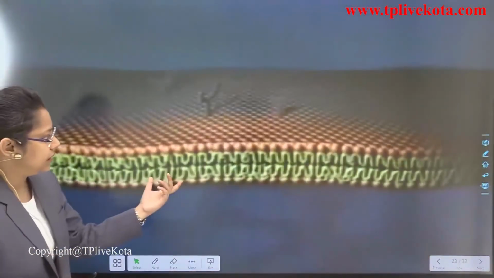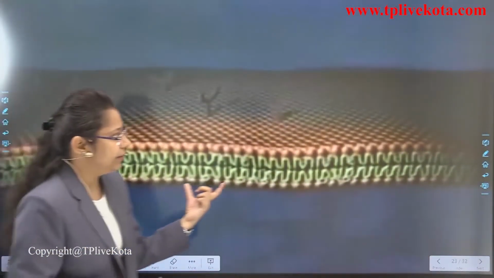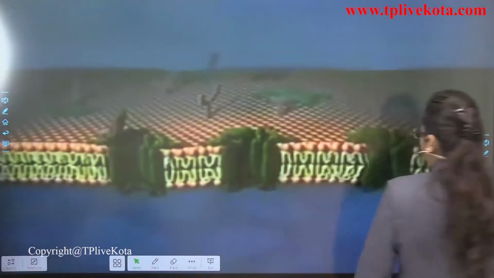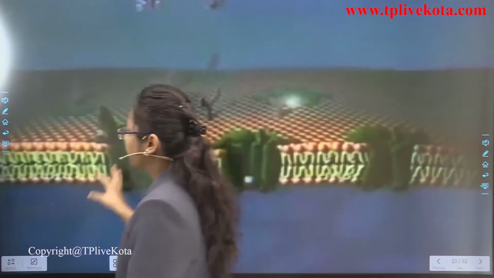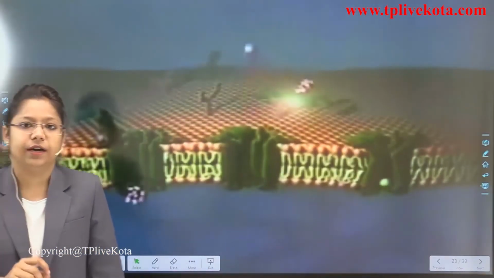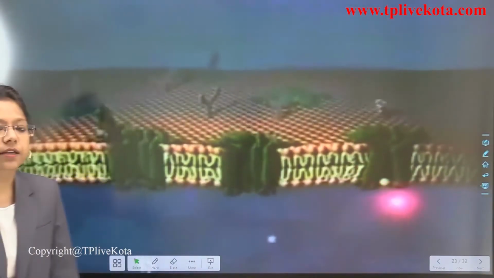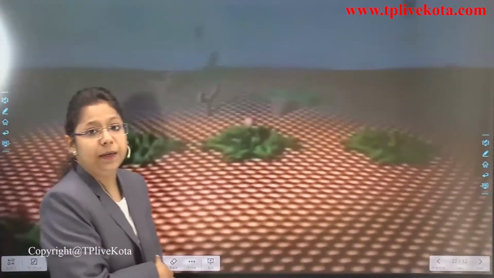Okay, so you can see here this type of layer is formed when these lipid molecules are arranged over here. Now the focus is on the proteins over here. I told you about the proteins that are embedded between the lipid bilayers.